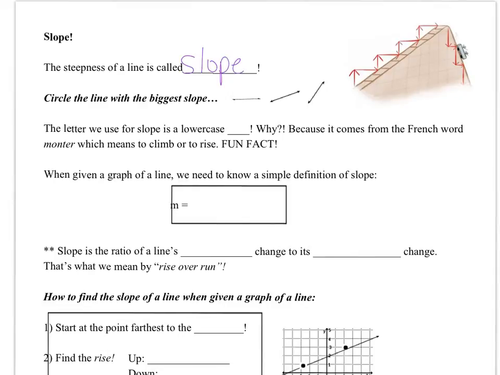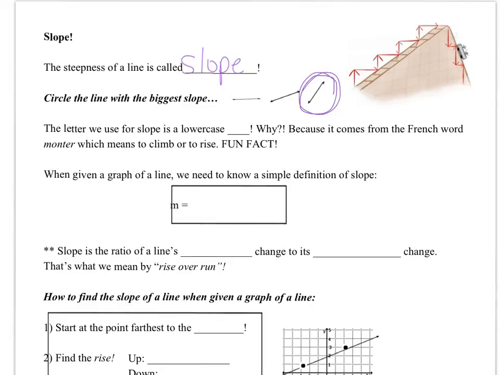Now if you take a look at the roller coaster ride over here on the right hand side of your screen, what I'd like you to do is circle the line with the biggest slope. So there are some examples here. So if you take a look at this line, this one, or this one, which would you say has the biggest slope, or which is the steepest? Well, hopefully you circled this one because this is the one that is the steepest.